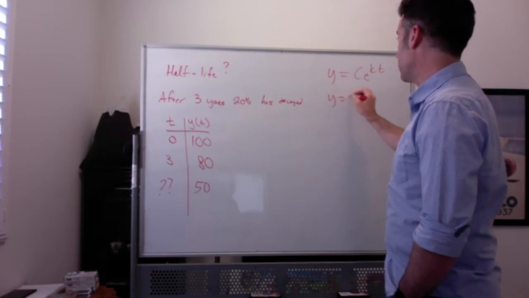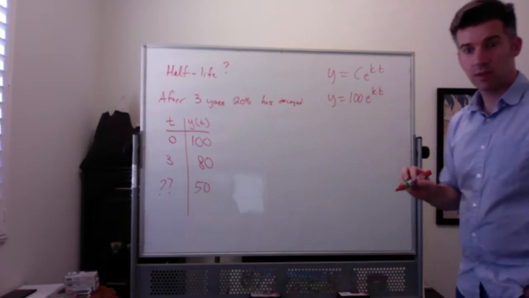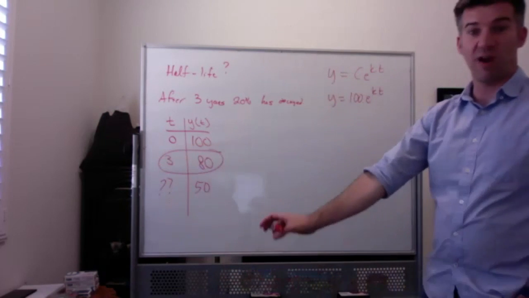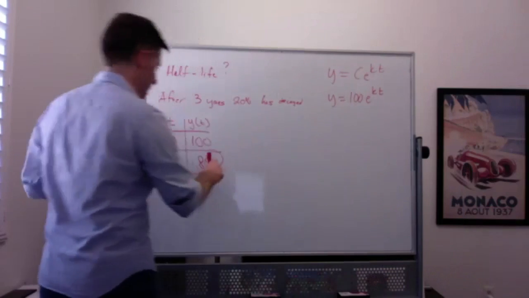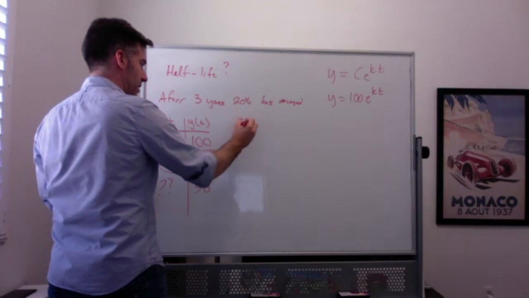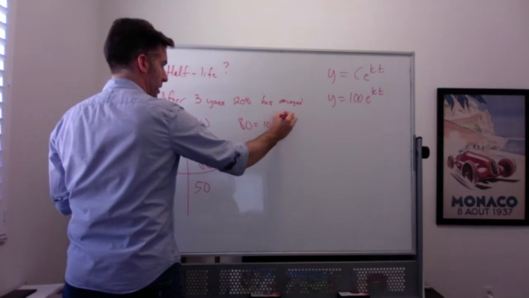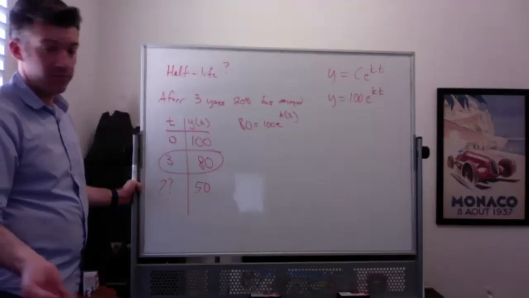So y equals 100 e to the kt. Then we're going to plug in this piece of information to figure out what the k constant is. So I'm going to plug in 80 for y, 3 for t. So we get 80 equal to 100 e to the k times 3. And then I'm going to solve for k.